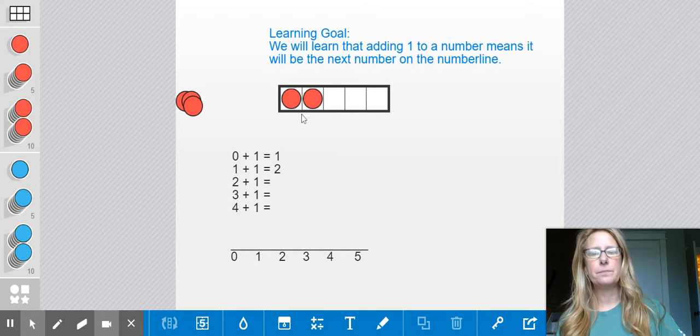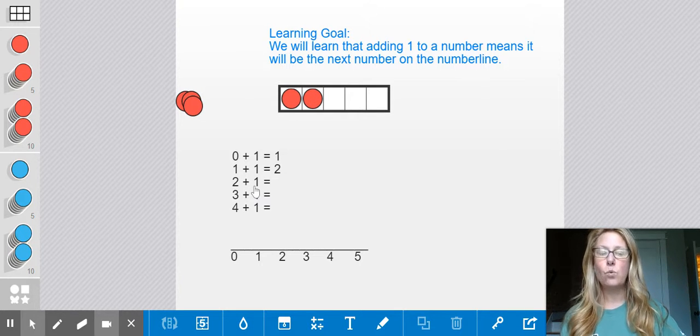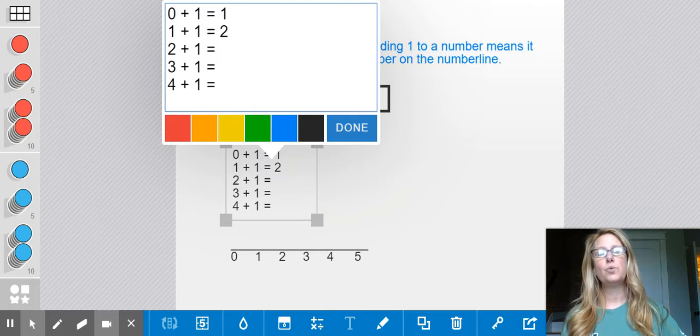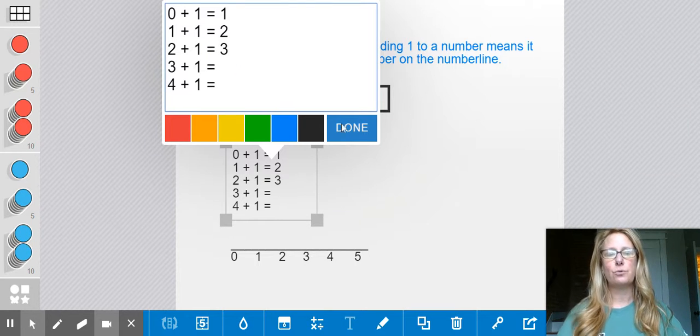Let's keep going. The next equation says 2 plus 1. I start with 2 counters. Again, I'm adding 1. So 2, what's the number after 2? Yes, it's 3. When I add 1 counter, I will have 3. 2 plus 1 equals 3.